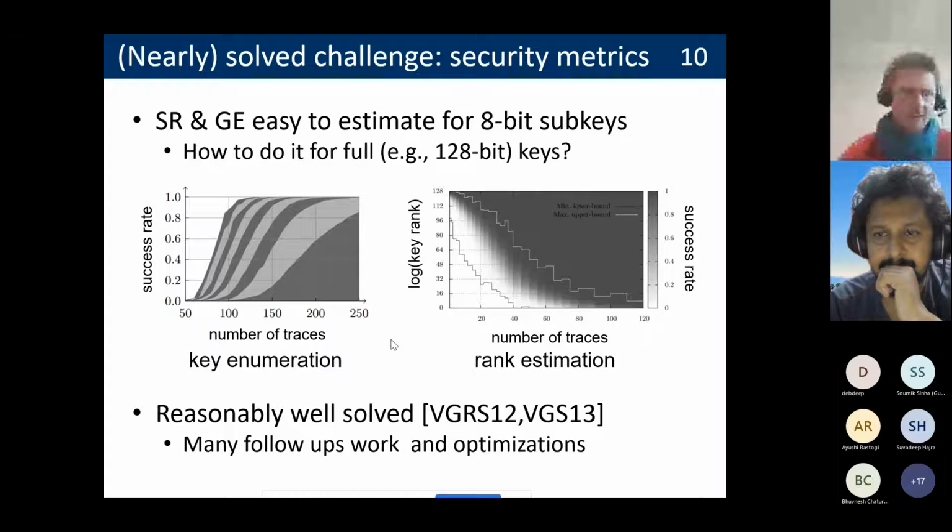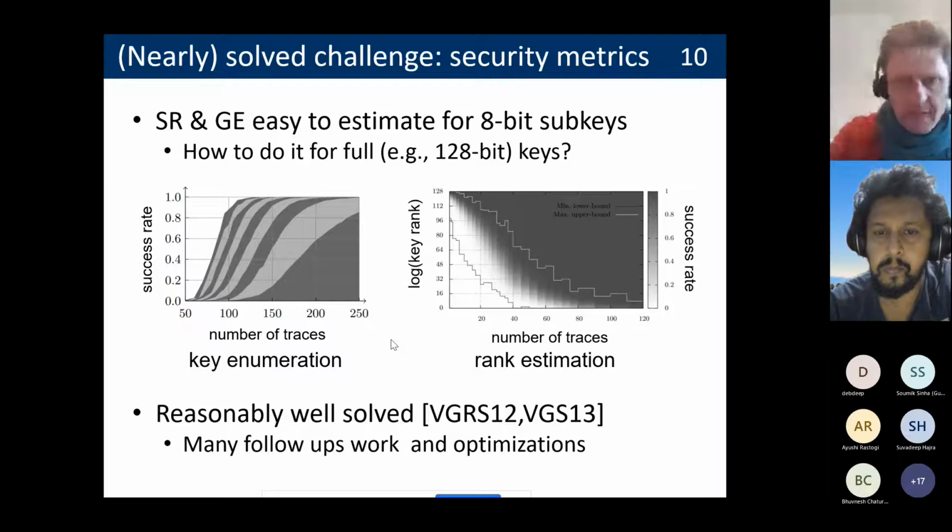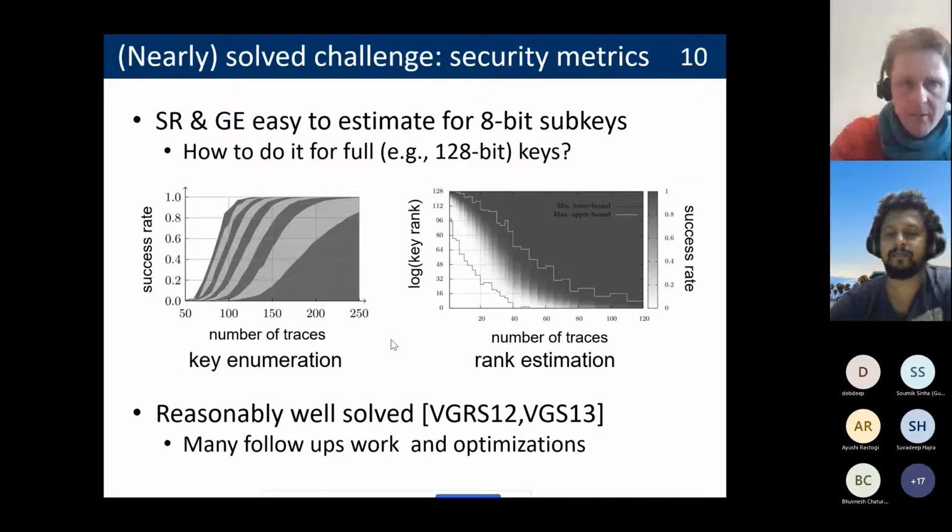It can be slightly different if you want to target asymmetric cryptography, where you have key dependencies, and of course you have many follow-up works and optimizations to make these things as simple and neat as possible. But I would say practically, these are things that we can do reasonably well.